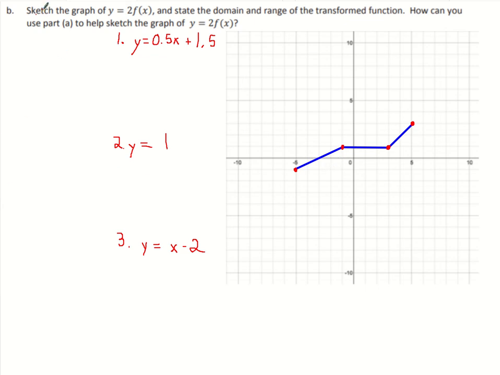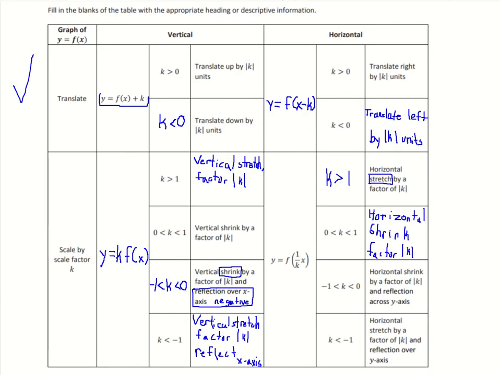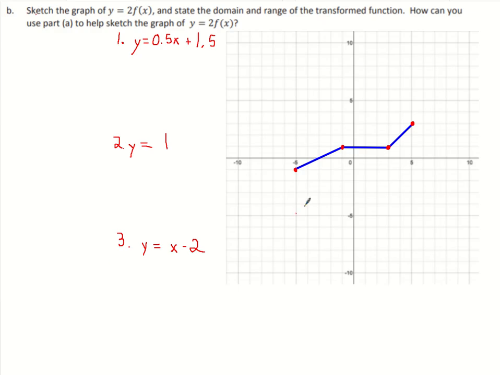Part B tells us to sketch the graph of y equals 2 f of x. Luckily for us, we have a little bit of a cheat sheet, if you remember correctly. We know that if I multiply my function on the outside by a number k, and k is greater than 1, which it is, since k is 2 in this case, we're going to have a vertical stretch by a factor of the absolute value of k. So that means we're going to be stretching things vertically.